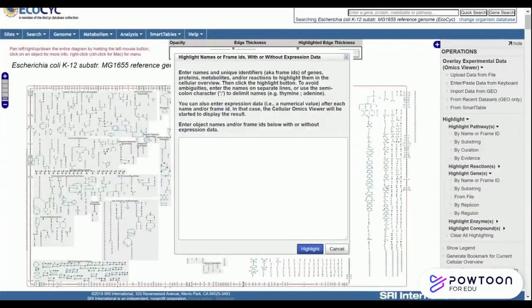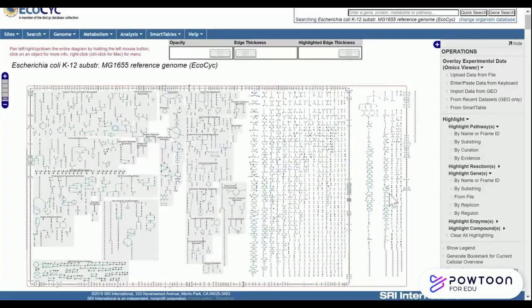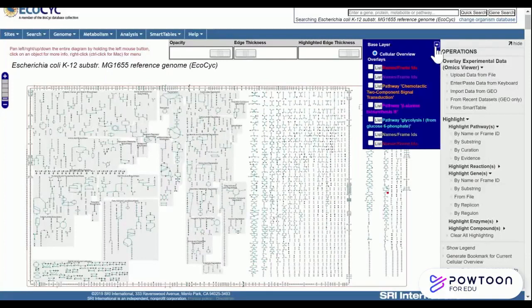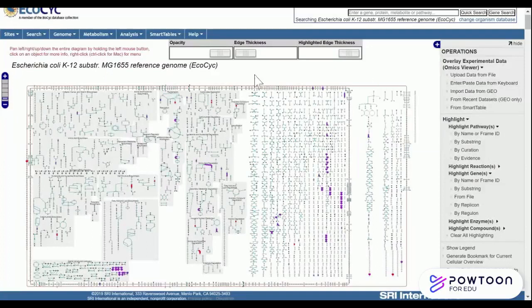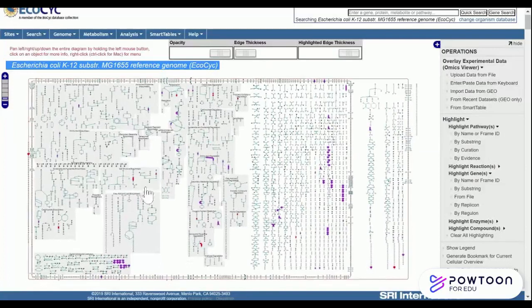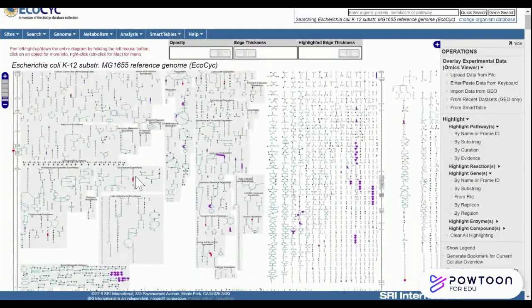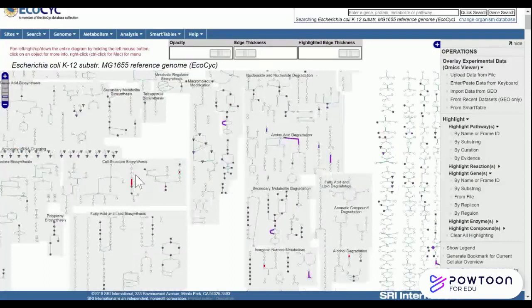So using Ecocyc is simple. After obtaining the experimental data distinguishing the up and down regulated proteins, we can just copy and paste the gene names into a text box and highlight those proteins. And this allows us to really visualize the pathways that they're involved in. The red objects are up-regulated proteins, and the purple ones are the down-regulated proteins. The interface is really handy. We can zoom into each one of the pathways and get a closer look at what's going on.